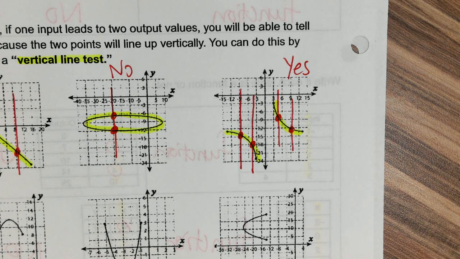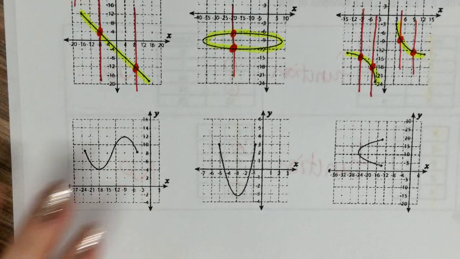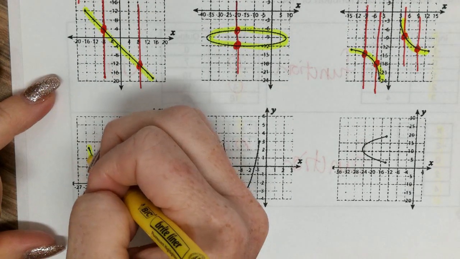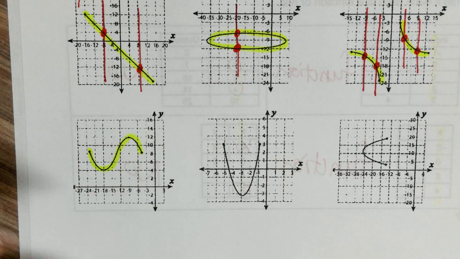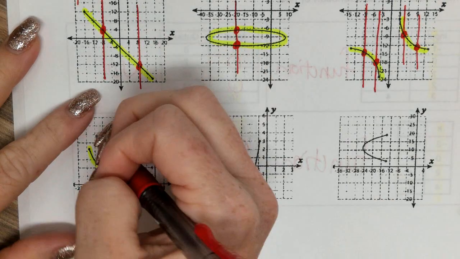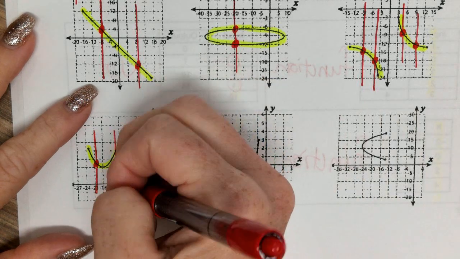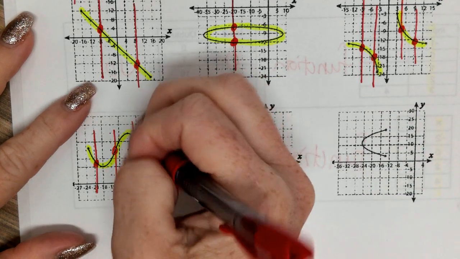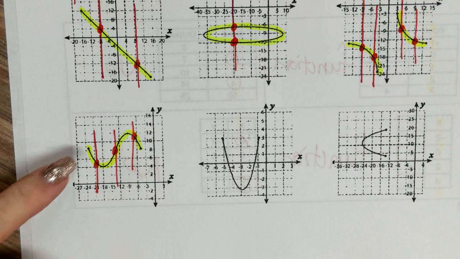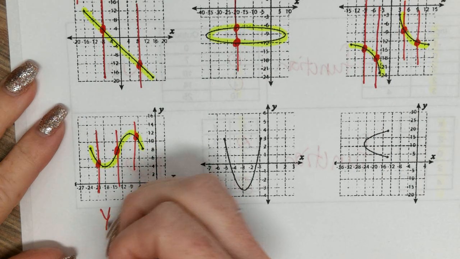Functions can be really crazy looking. Okay, they can be squiggly lines, they can be lots of different things. The only thing that matters is no x can repeat itself. Okay, let's look at this one. This is the picture I'm looking at. If I was to draw a vertical line, how many times does it touch? Once. Do another one. How many times did it touch? Once. Over here, how many times? So is this a function? Yes.